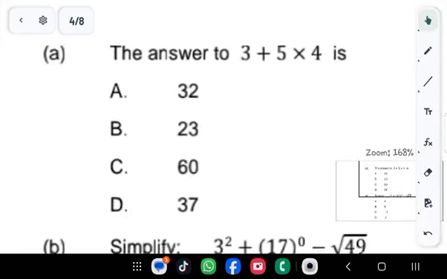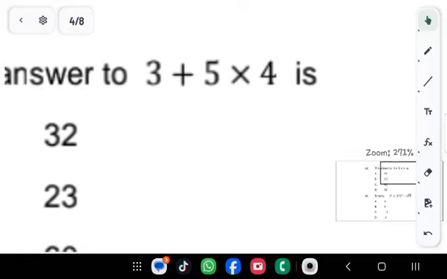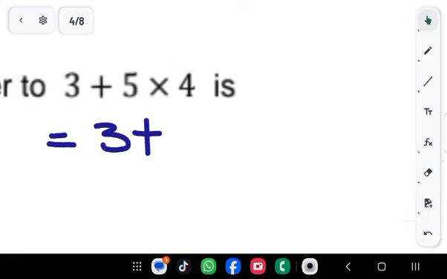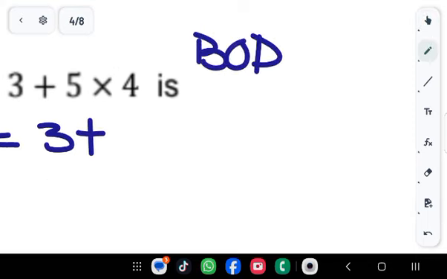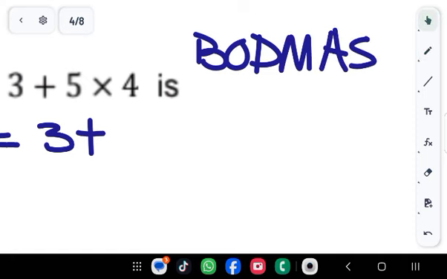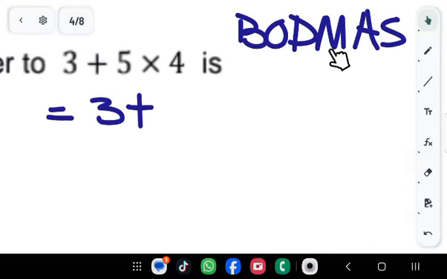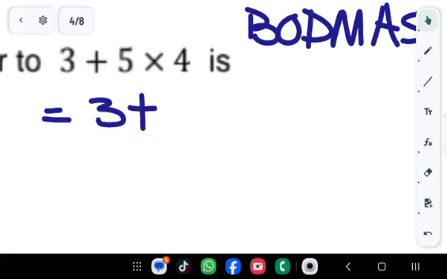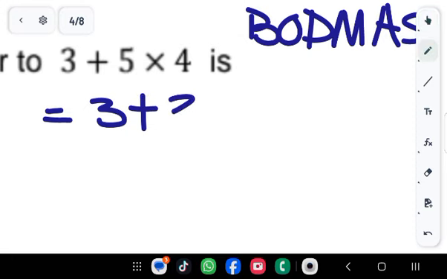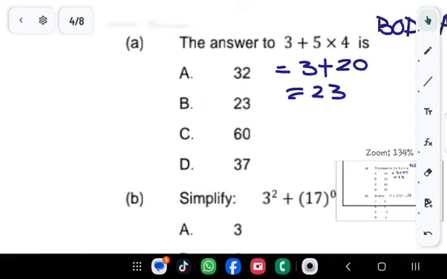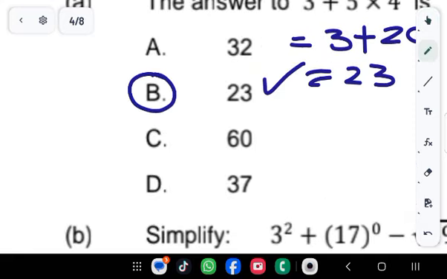Number 8, the answer to 3 plus 5 times 4 is, so this is how we calculate this. That will be equal to 3 plus, using the rule of BODMAS, which is the rule that we must use whenever we're dealing with different operations, that we must start with what is multiplied first. Work out what's multiplied first before we add. That's what BODMAS says. So let's work out the multiplication. 5 times 4 is 20. Now we can add 3 plus 20 is 23. And that is the answer. According to this, the option that is correct is number B.